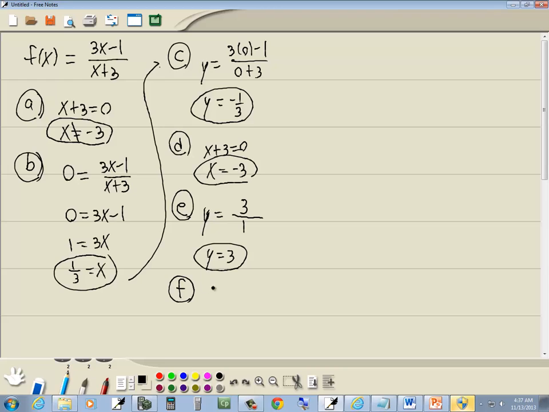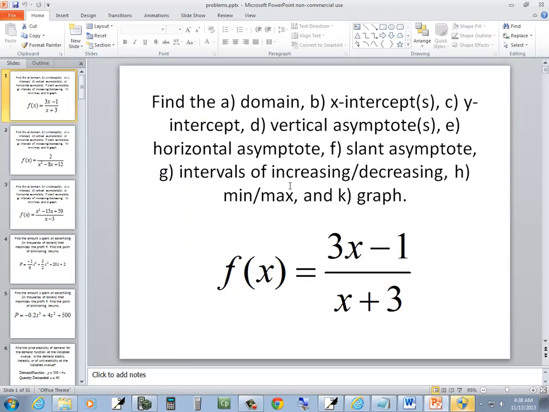Now our slant asymptote. In order to have a slant asymptote, the degree of the top must be exactly 1 larger than the bottom. They're not. These are the same, so there's no slant asymptote. G, was that increasing? Yeah.